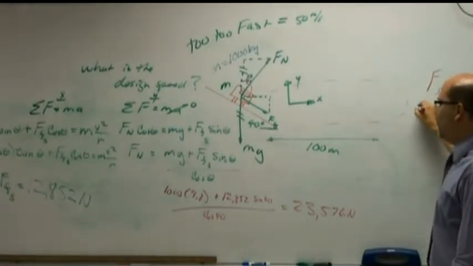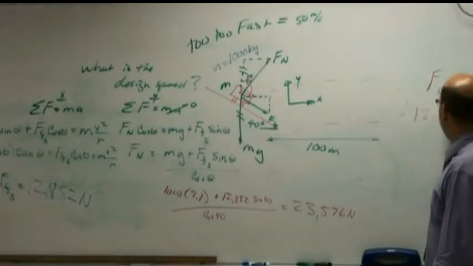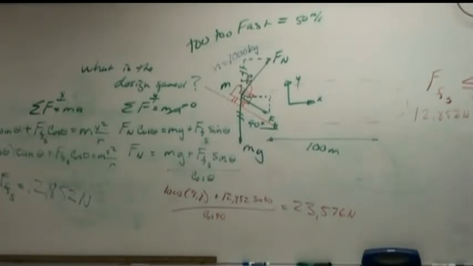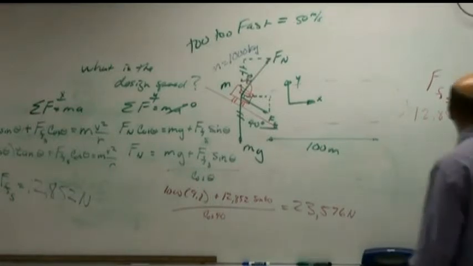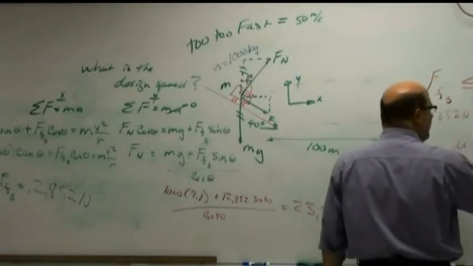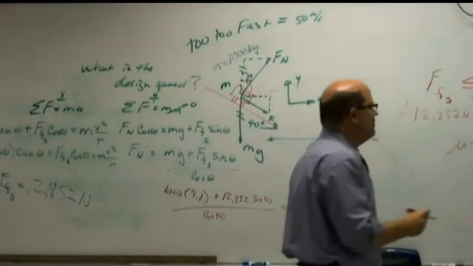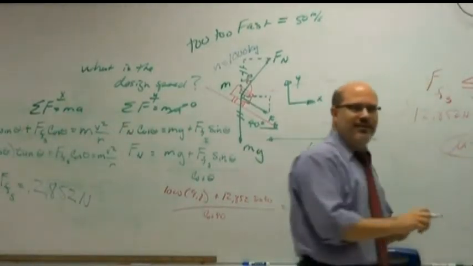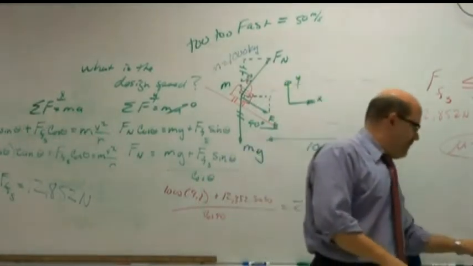Our friction force here is 12,852 newtons, less than or equal to mu times normal force, which is 23,576 newtons. Isn't that like what, 0.5-ish? Is that possible? I don't know, maybe. You betcha. Wow. This is possible.